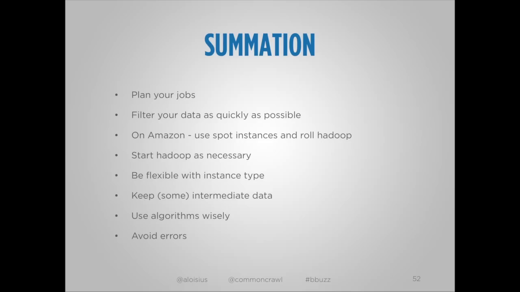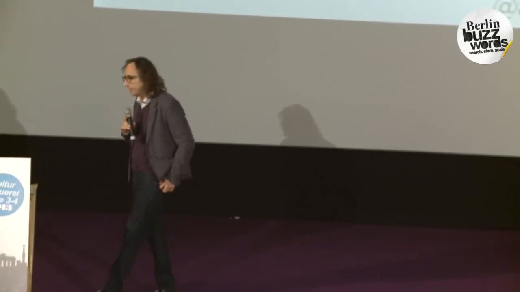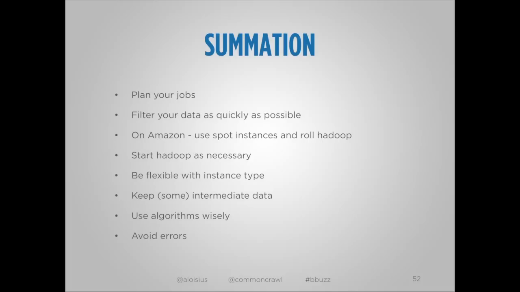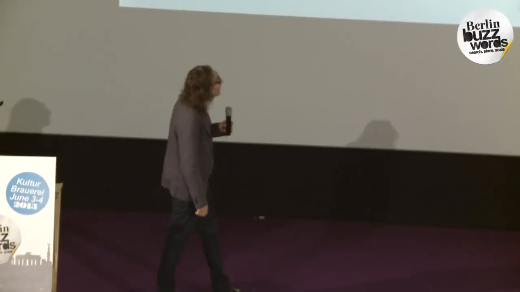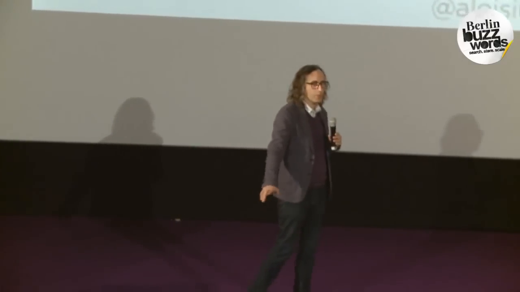So, in summation, I'm going to just talk about what we've talked about today. Plan your jobs, really very, very important stuff. Filter your data as quickly as possible, either through literally filtering or through sampling or through summation or cleaning or compression, whatever you need to do to shrink it as quickly as possible. If you're using Amazon instances, use Spot, roll your own Hadoop, start Hadoop as necessary, and be flexible with the instance types that you run with your jobs.